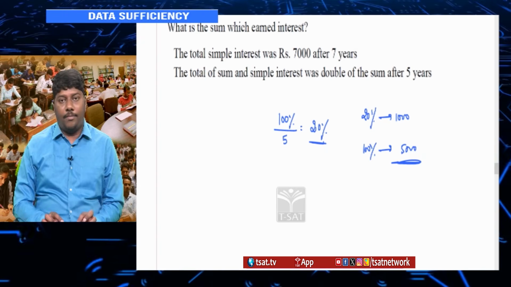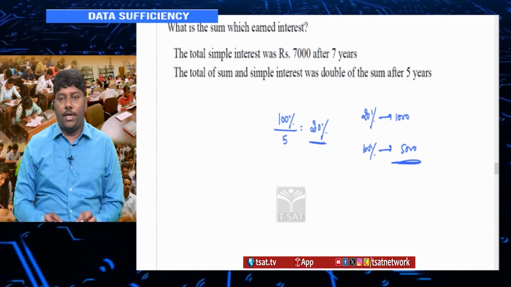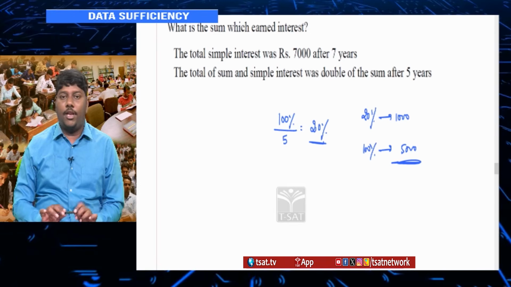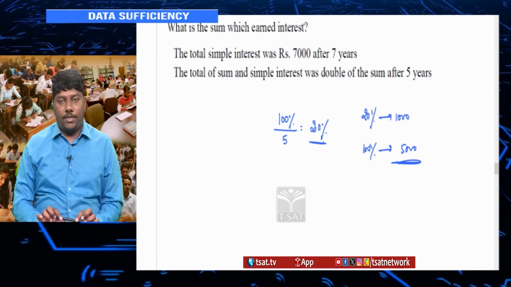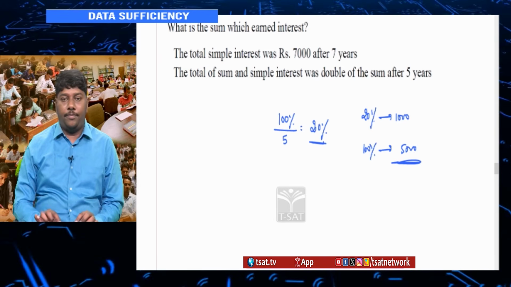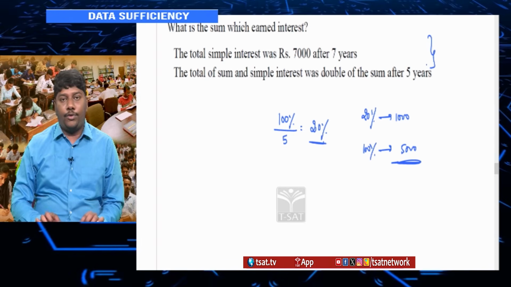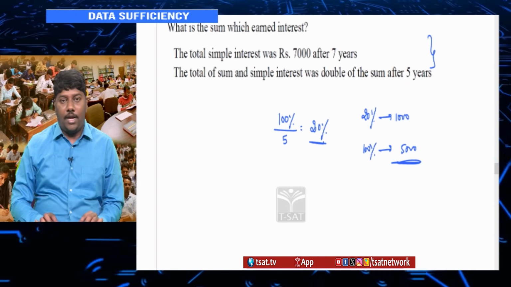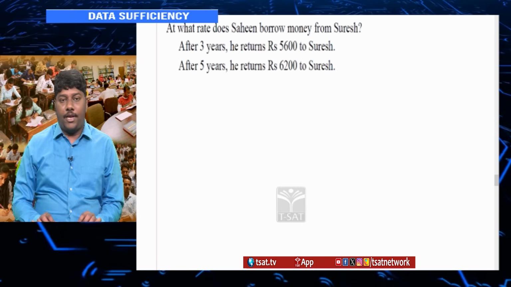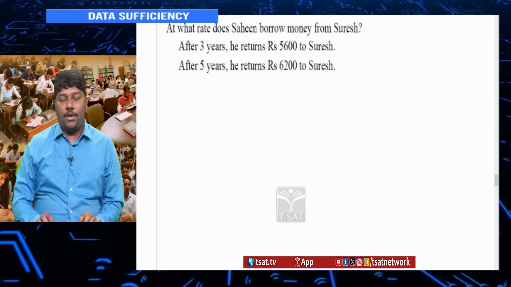I would say by combining it is possible. You don't need to find out whether it is 5,000 or 6,000. All you need to say is whether it is possible or not. Yes, it is possible, because rate and the value also you know. So therefore you can find out your principal. After combining 1 and 2, it is possible. Therefore answer is D.